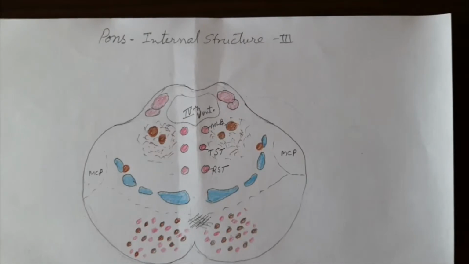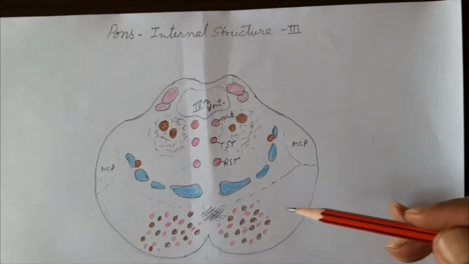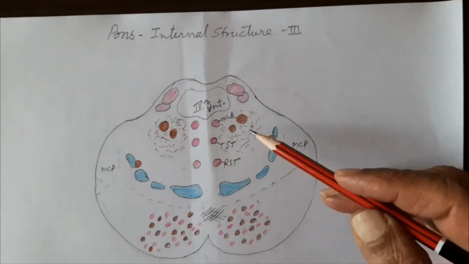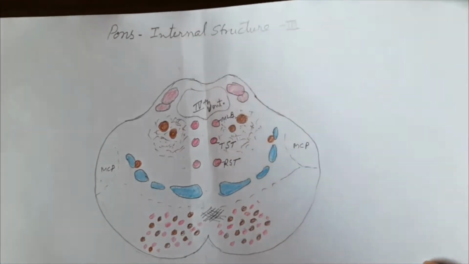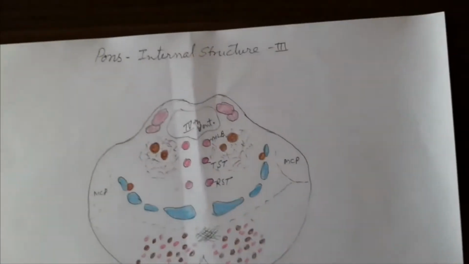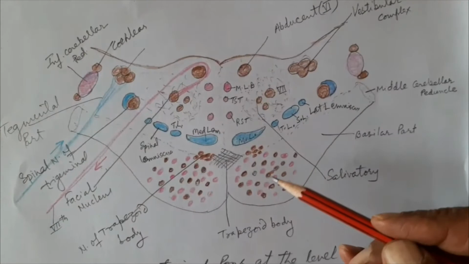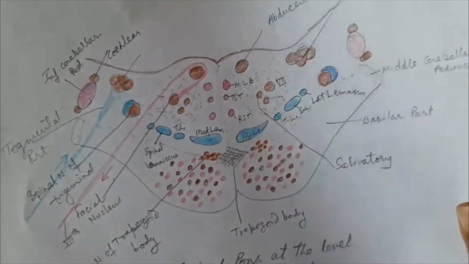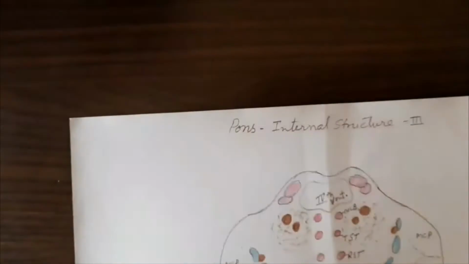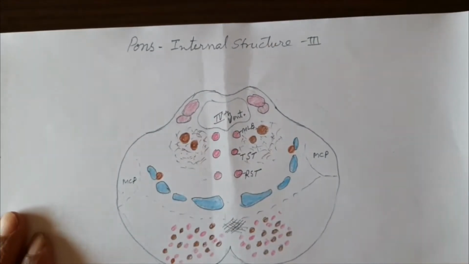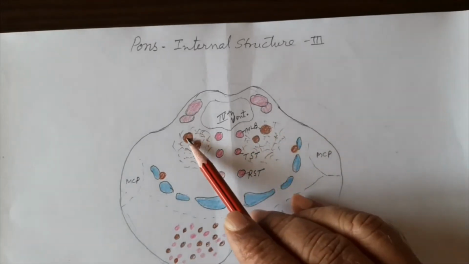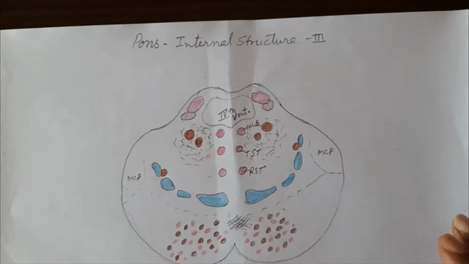Welcome back, students. This is the third video on the internal structure of the pons. This is at the level of the presence of the trigeminal nuclei, motor and sensory. The previous video was at the level of the caudal portion of the pons, at the level of the facial colliculi. But this is at the proximal portion, the cranial or upper part of the pons, at the level of the motor and sensory nuclei of the trigeminal nerve.